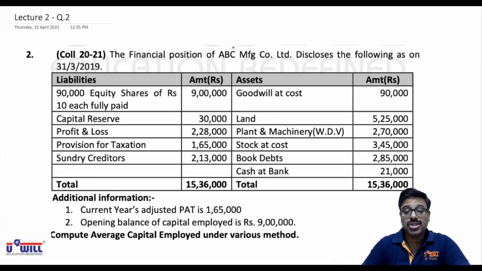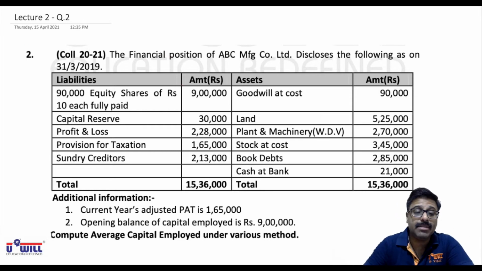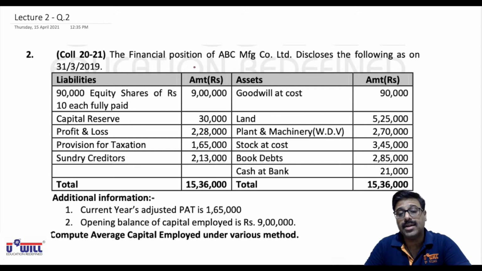The financial position of ABC Manufacturing Company Limited discloses the following as on 31/3/2019. Now we will be finding capital employed by the indirect method. So in the indirect method we have to take the fair value of all the trade assets minus the fair value of external liabilities.